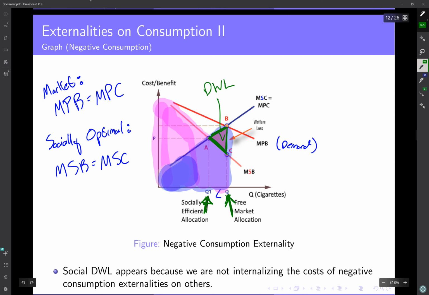If we produced here at the socially efficient allocation, we wouldn't have this negative surplus. But because we're producing here at this free market allocation, we do. Okay, so we're gonna want to produce here at the socially efficient allocation. Okay, so again, this is our deadweight loss, and as usual, 1/2 base times height is going to be how we would find the area of that triangle.